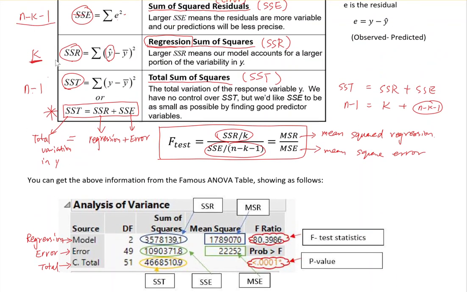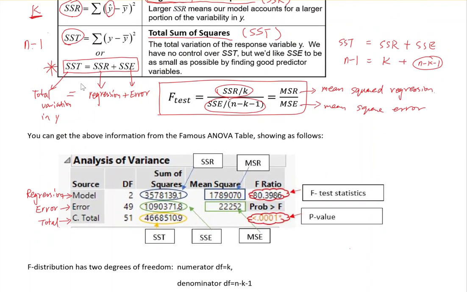Remember, we also have 3 things here, right? We have SSE, SSR, and SST. This corresponds to the regression, which we call SSR. This is about the error, so this is SSE. And this is about the total, so this is SS total. So we have 3 rows, one for each sum of squares. And then we have the corresponding degrees of freedom. So how do we get this?